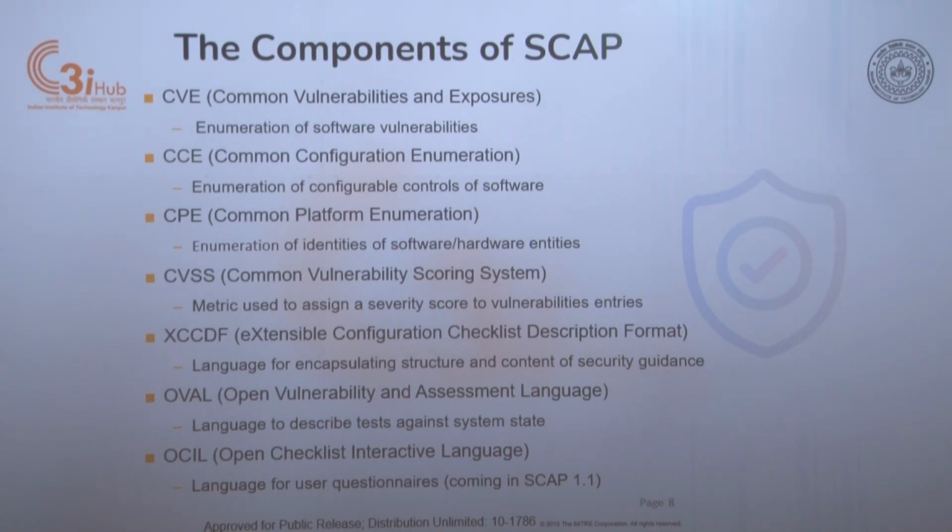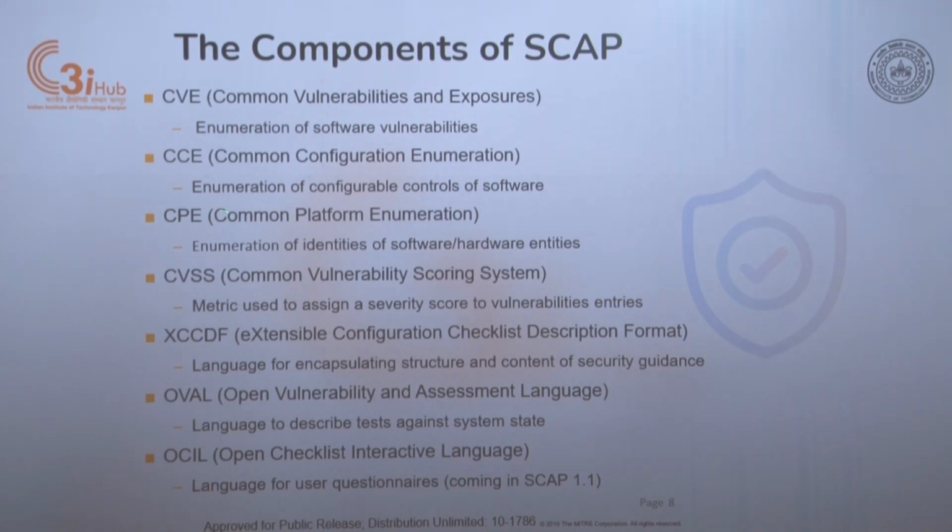So, I have to be able to name which configuration I am talking about. Am I talking about password length, or password expiry time, or how many failed attempts will lead to a lock, or how long the lock is going to stay? I have to uniquely name each of these configurations. That is what the common configuration enumeration is about.